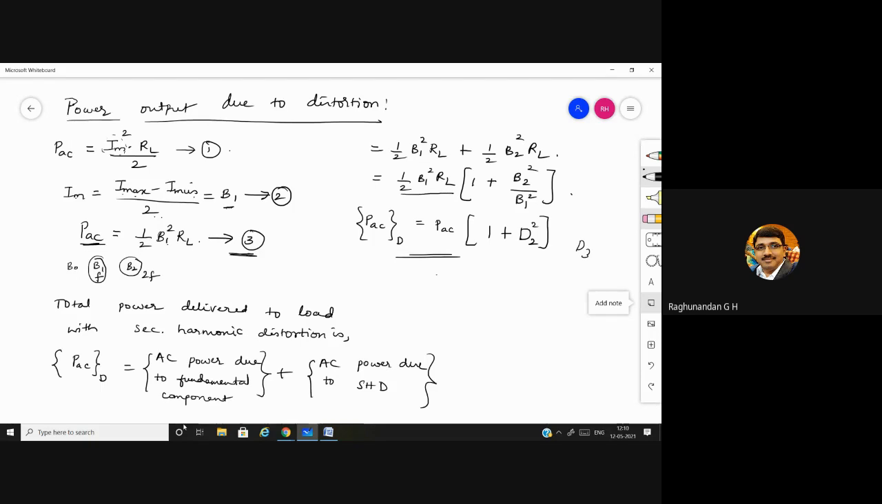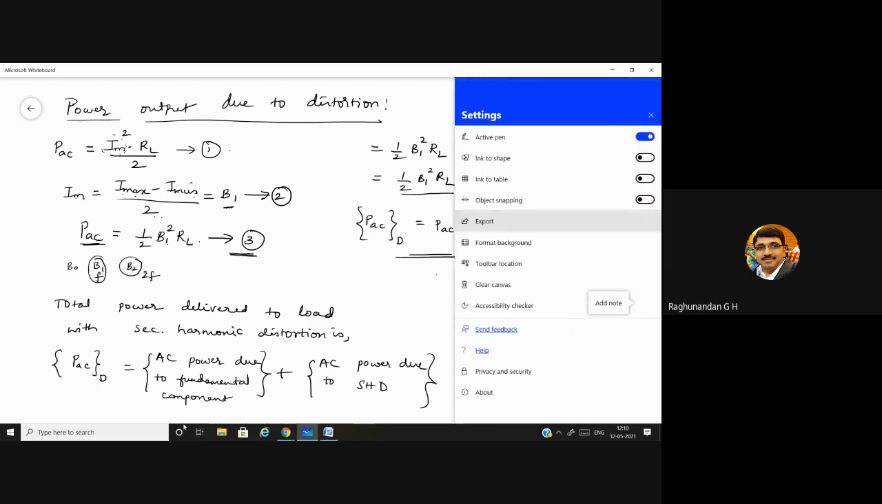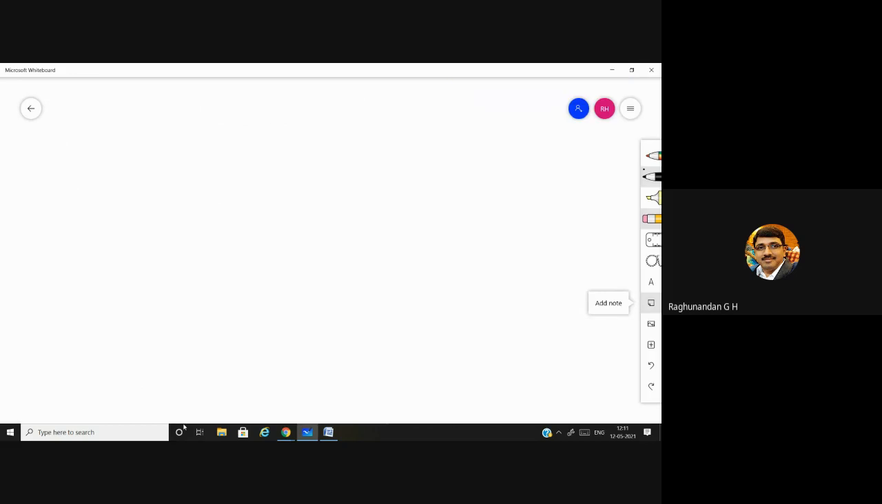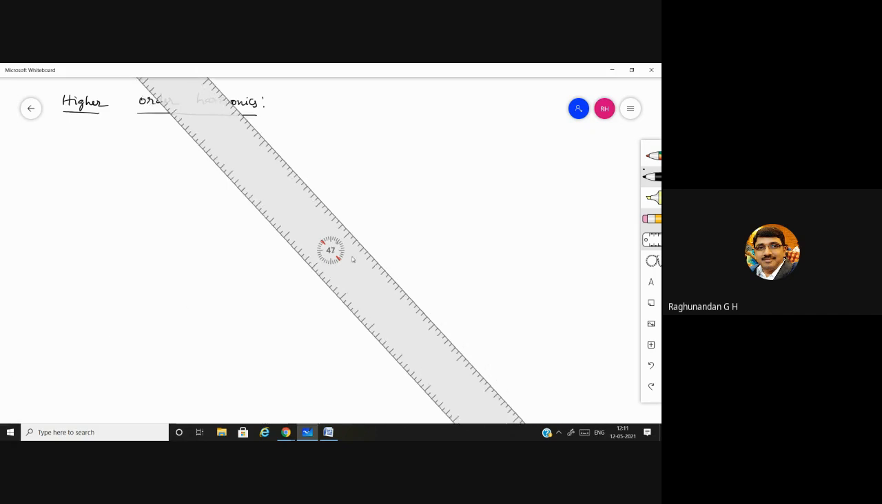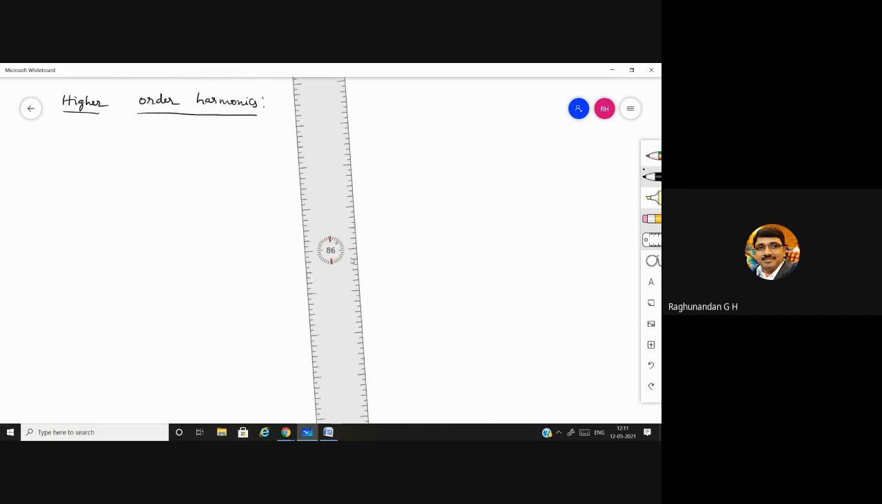So this is about the power output due to distortion. Now, moving on to the next topic, it is higher order harmonics. This higher order harmonics can be asked in the form of a theory question, but the majority of times I have seen this question asked in the form of a problem.